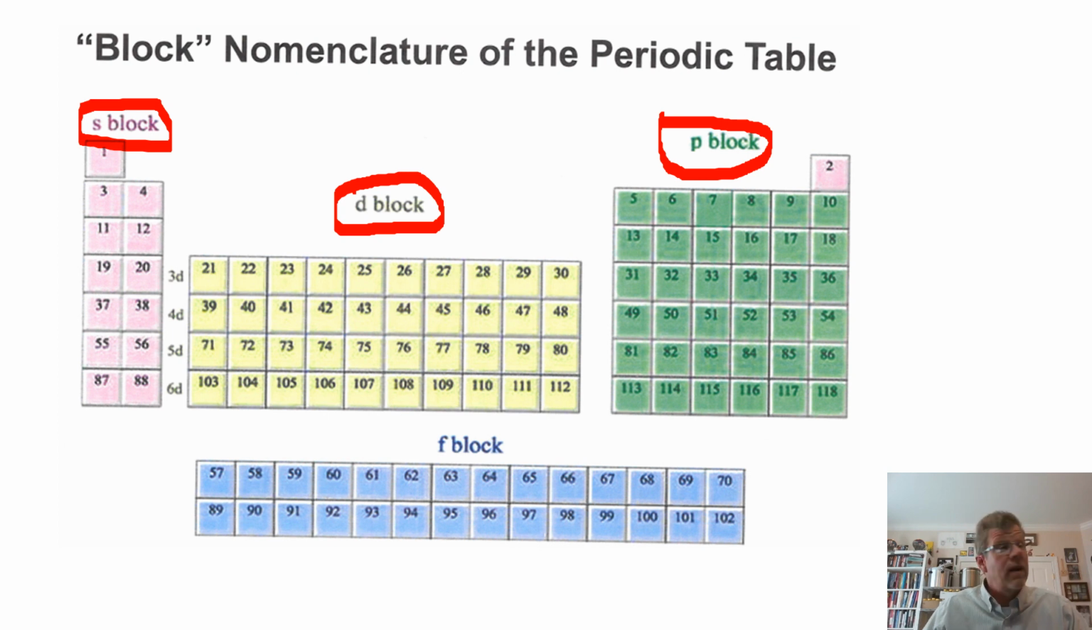And the section we're hardly ever going to be even looking at, that detached section that's already detached from the periodic table in any periodic table that you look at, that would be the F block. So that is the block nomenclature of the periodic table.